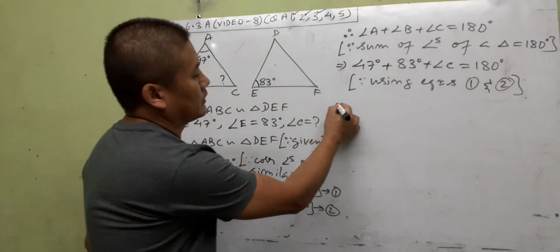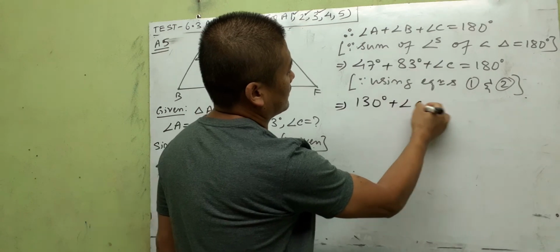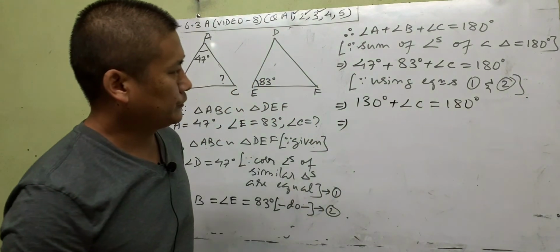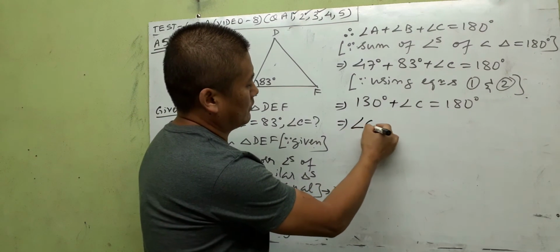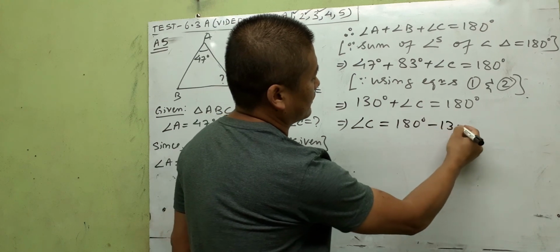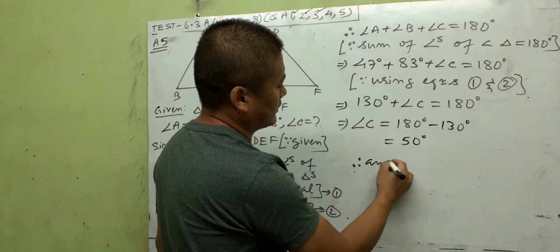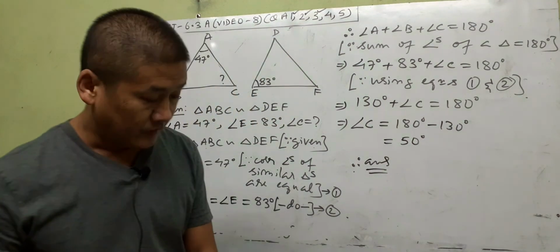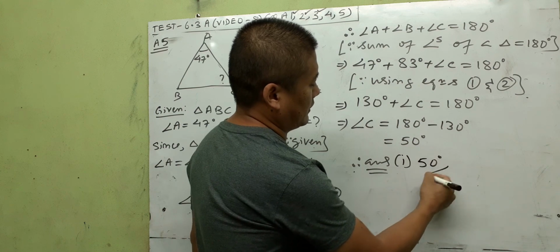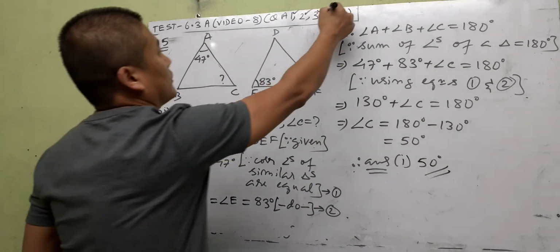So these two added will give you 130 plus angle C equal to 180 degree. So angle C, put it on one side, 180 degree, that's fine. Shift this one, plus will become minus 130 degree. So this will be 50 degree. Therefore, the answer choice that matches this one will be the first one, 50 degree. So we have completed 5, 4, 5 also.